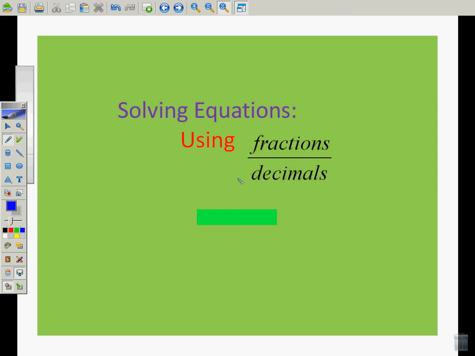Today we're going to talk about solving equations using fractions and decimals. So this is going to be pre-algebra level or algebra level, talking about solving equations and the steps to go through when we're using fractions and decimals. So here we go.